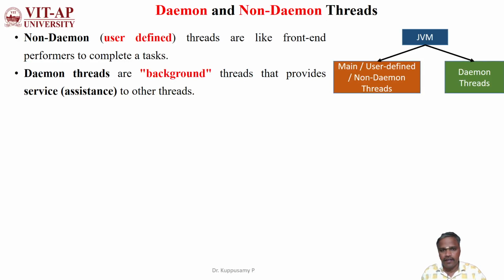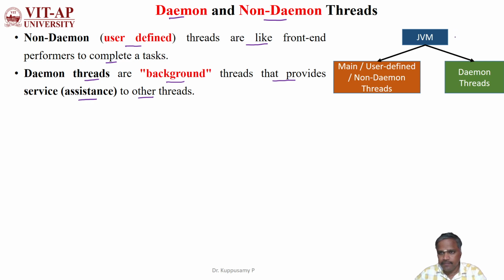Hi everyone. Here we will discuss different types of threads in Java programming. In Java programming, we have daemon threads and non-daemon threads. Non-daemon threads are user-defined threads running in Java programs like front-end performers to complete the given task, and daemon threads are background threads which provide service or help to other threads in the Java program.